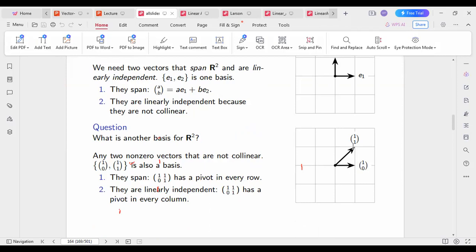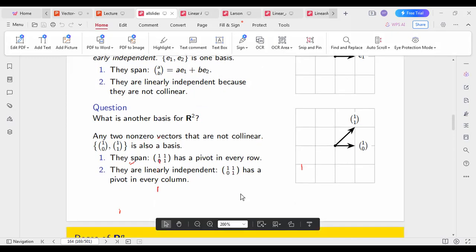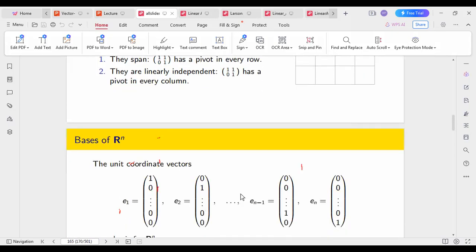Okay, that means x equals 1 and y equals 1 here, and this is x equals 1 and y equals 0. So for this example, (1,0) and (1,1) is also a basis. The span has a pivot in every row. They are linearly independent, has a pivot in every column. This means in this case this is also a basis.